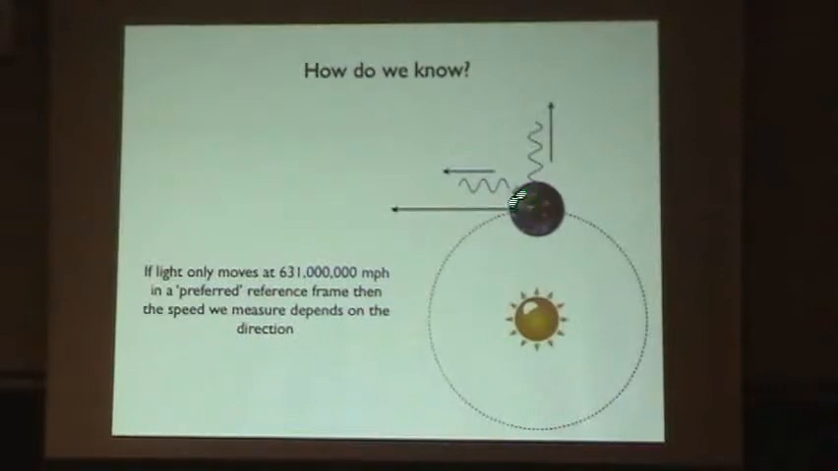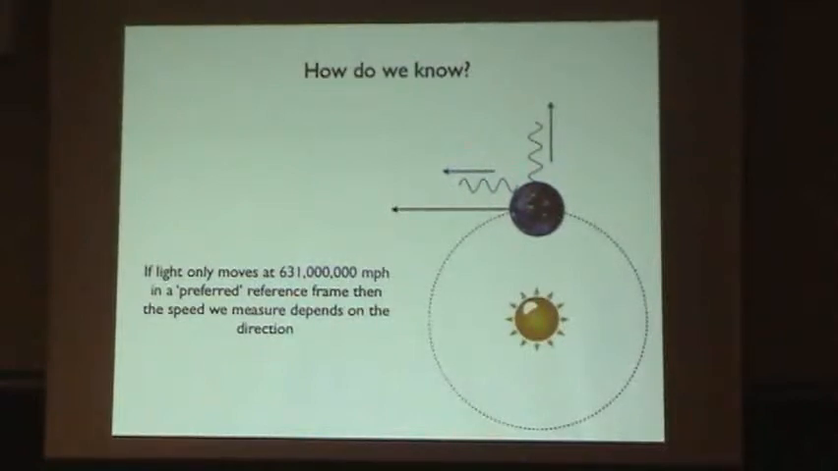Well, we're always in motion, at least most of the time, with respect to that reference frame, because we're constantly moving around the sun. If we suppose that reference frame is the reference frame of the sun, then we're moving with respect to it now, and 6 months from now we'll be moving with respect to it in the opposite direction. So if light only moves at 631 million miles per hour in the frame of the sun, where the sun is playing the role of me standing on the side of the road, then if we measure the speed of light in this direction, we're moving with the light, so we should measure that the light looks a little bit slower. And if we measure the speed of light in this direction, we should measure 631 million miles an hour.